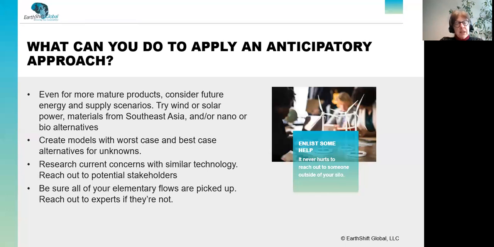We have reached out, as I said, to folks who know more about risk assessment and impact assessment to help us with our looking at the impact assessment methods and make sure that all of our substances or our elementary flows are picked up.